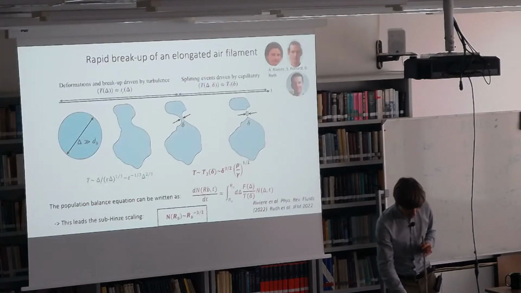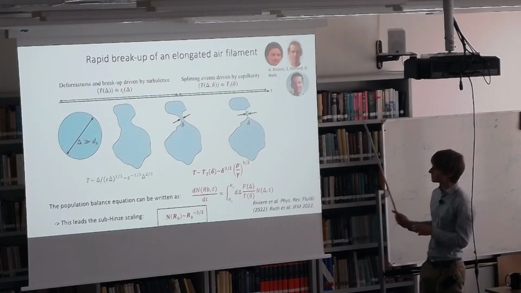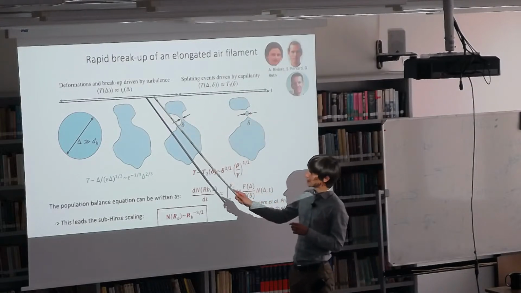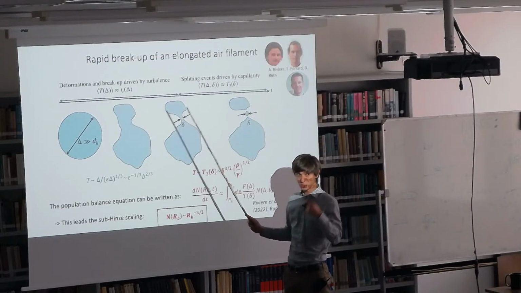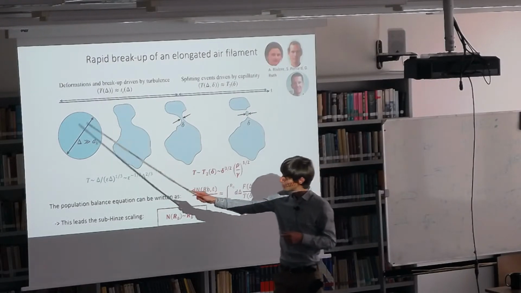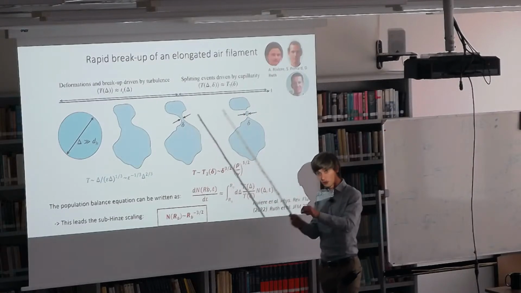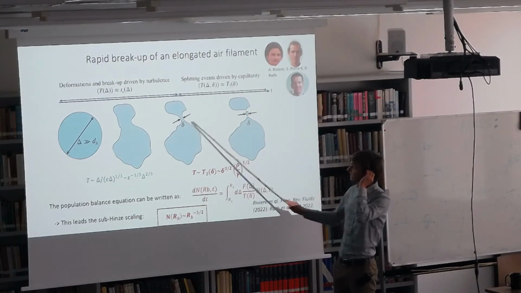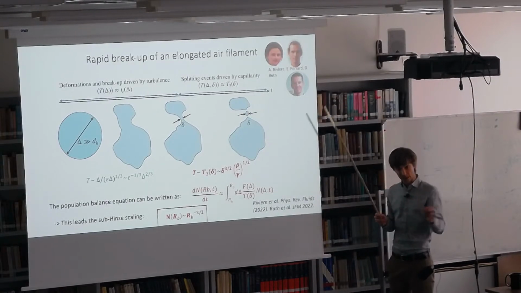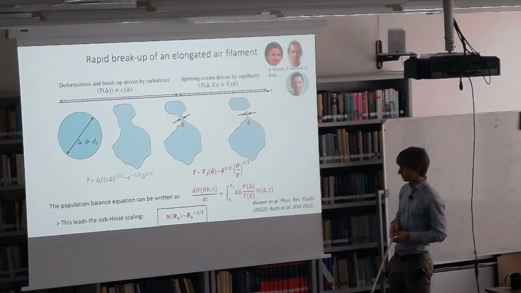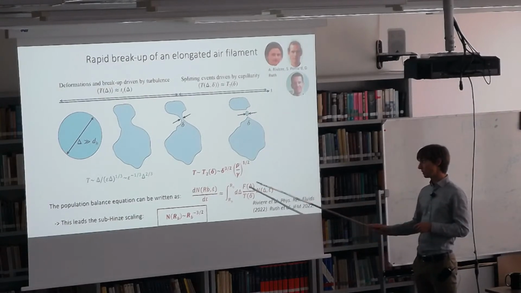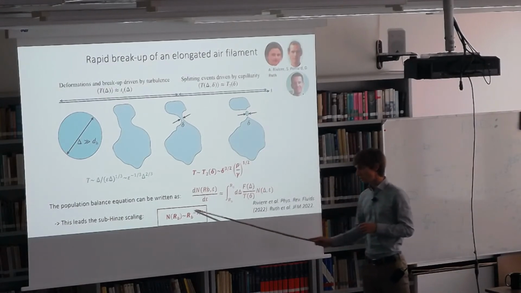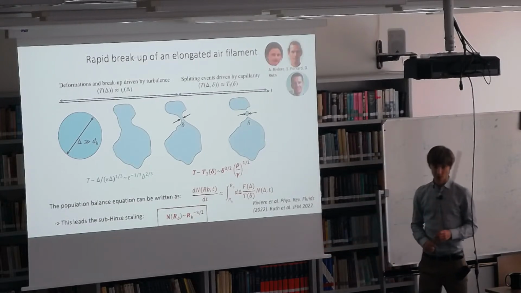So you end up with a picture of a two-step process: you deform the bubble in a time scale that's controlled by the turbulence. That's the eddy turnover time at the scale of the large bubble. At some point, you form these necks and ligaments, and then these necks break into tiny bubbles in a time controlled by capillarity. And you can take this idea and write a population balance equation, and if you do that plus a couple of other assumptions, you end up recovering your R^-3/2 scaling.